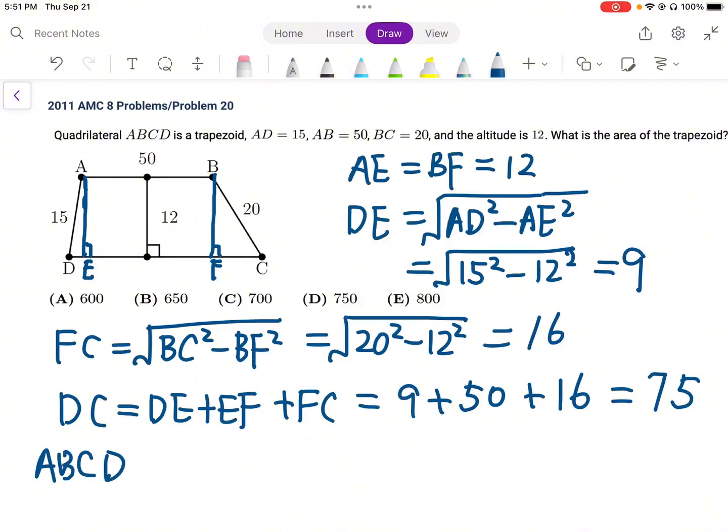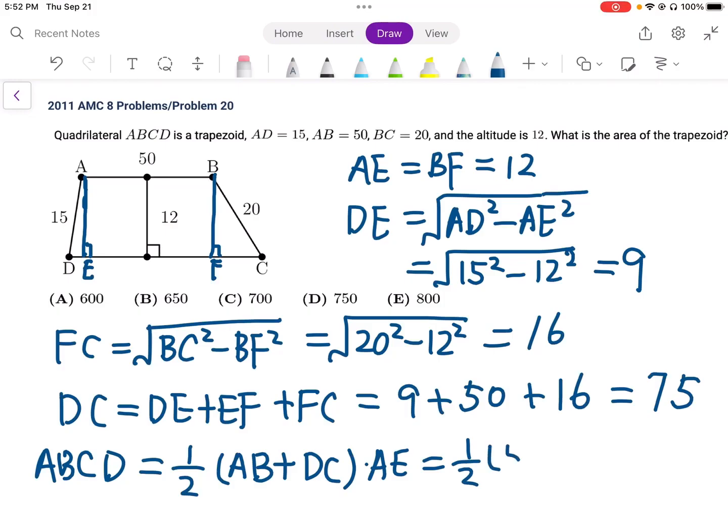Therefore, the area of ABCD equals 1/2 times (AB plus its bottom DC) multiplied by its height AE, equals 1/2 times (50 plus 75) multiplied by 12, and that equals 750. The answer is D.